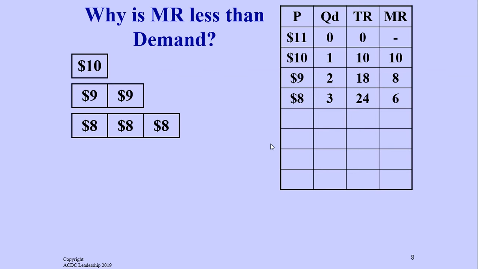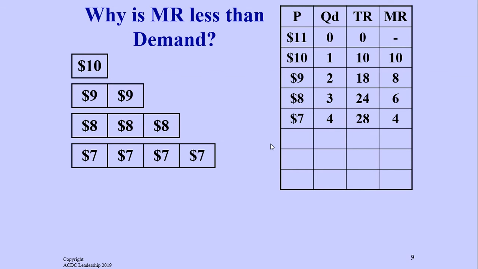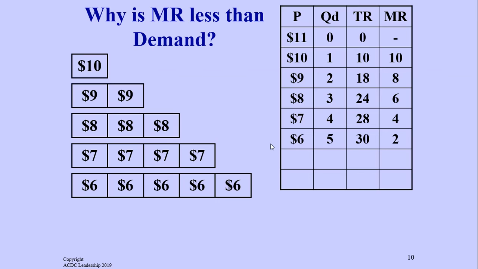Okay, at $8, 3 will be sold. That gives me total revenue of $24. But that means marginal revenue is now 6 because I've gone from 18 to 24. So my price was 8, but my marginal revenue was 6. And we can keep going. At $7, 4 are demanded, meaning $28 in total revenue. Now my marginal revenue is 4. At $6, 5 are demanded, $30 in total revenue, marginal revenue of 2.